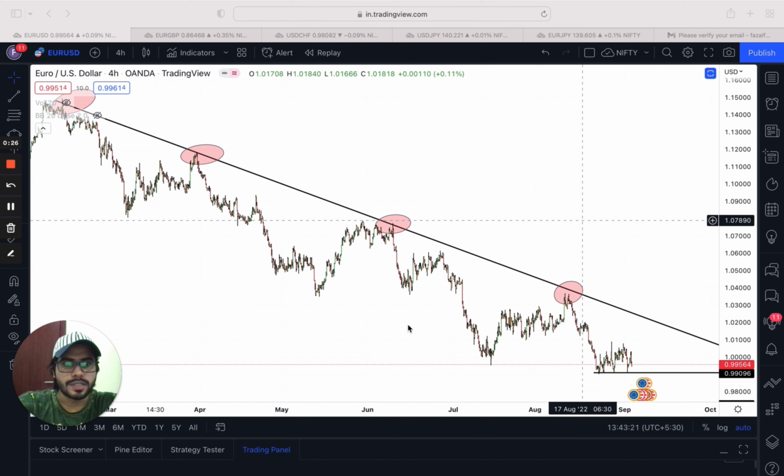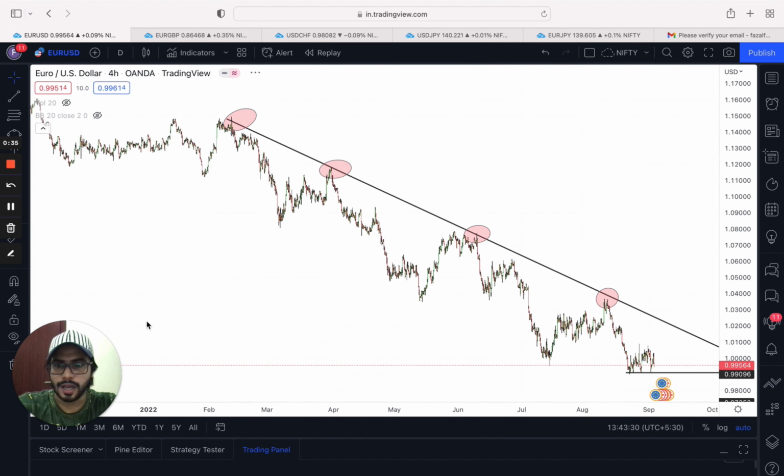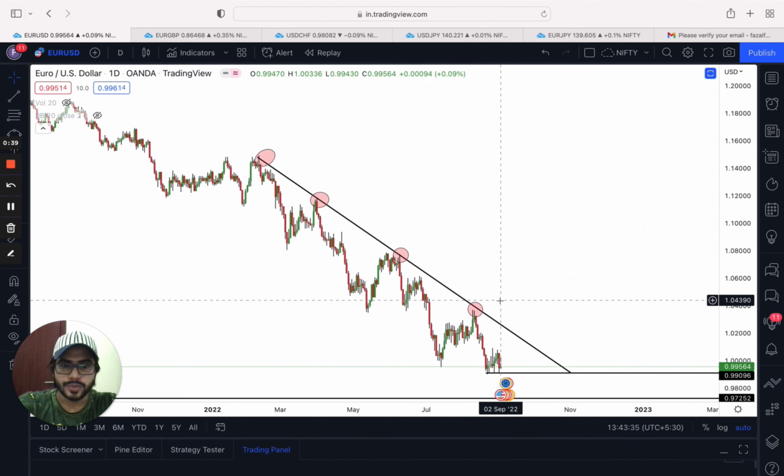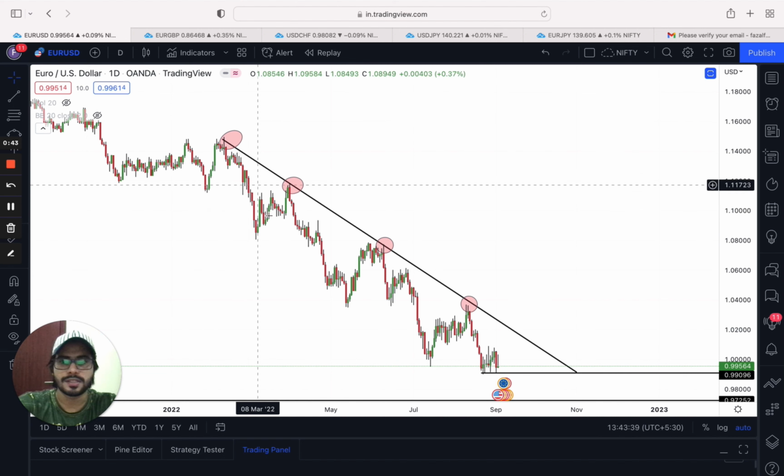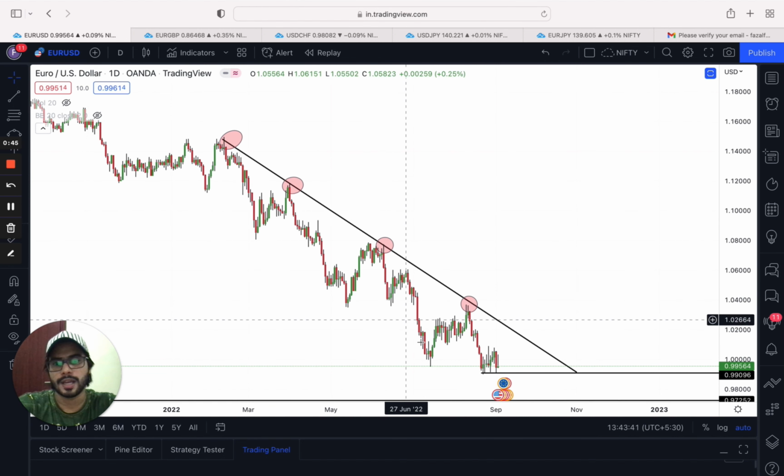Alright, so we'll directly get into these four pairs. First, we will start with Euro USD. I want to show you in the higher time frame what the trend is. So this is the daily time frame. The trend is in a downtrend. You can see, if you know about Dow theory, lower highs, lower lows.